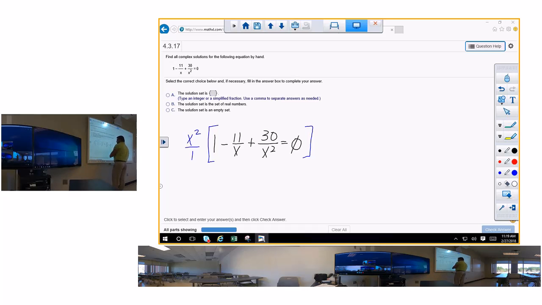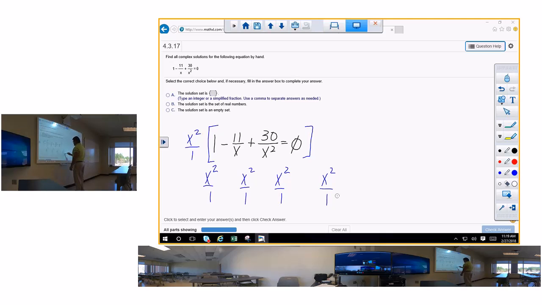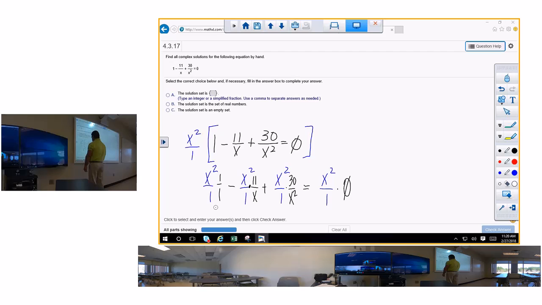And I'm going to multiply all the way through. So I'm going to put x squared over 1, x squared over 1, x squared over 1, and x squared over 1. And then I'm going to multiply by the black numbers, which would be 0, equals 30 over x squared plus 11 over x minus 1 over 1. And of course, what happens?